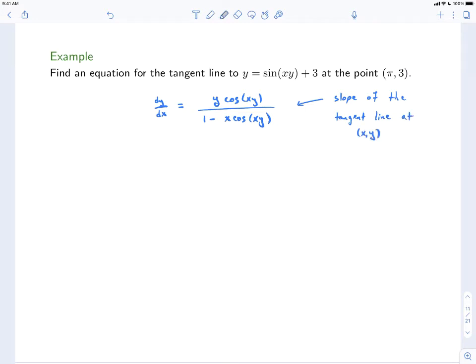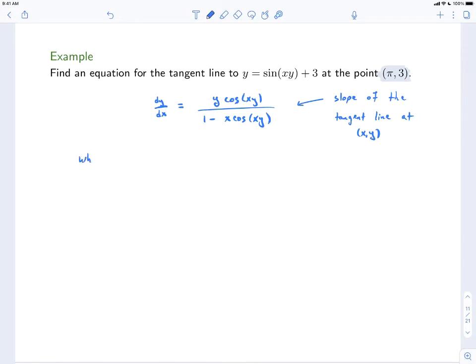So now we're given a specific point, pi comma 3. Now you should just double check and make sure that this point actually is on the graph, and it is because when x is pi and y is 3, sine of 3 pi will be 0, and then we'll just have that y is equal to 3. So yes, this is a point on the graph, and now in order to determine the slope of the tangent line at this point, we just take this point with coordinates x equals pi and y equals 3 and plug that into this formula here.